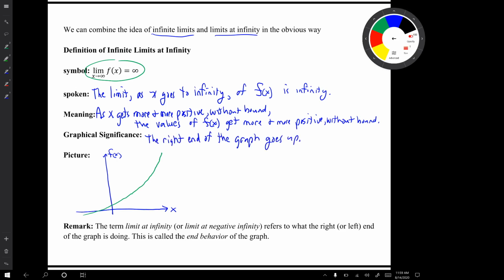so notice that the term limit at infinity or limit at negative infinity, it refers to what the right end of the graph is doing. This is called the end behavior. So in this green graph, the end behavior is the right end goes up, and that's encapsulated in this expression involving limits. This expression tells us that the right end of the graph goes up.